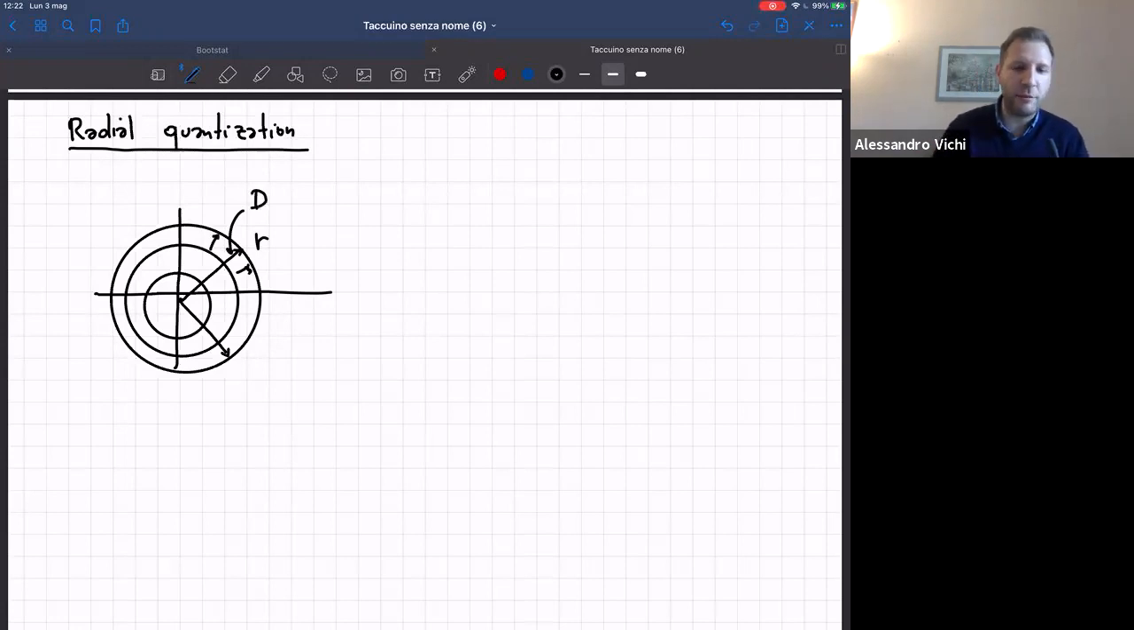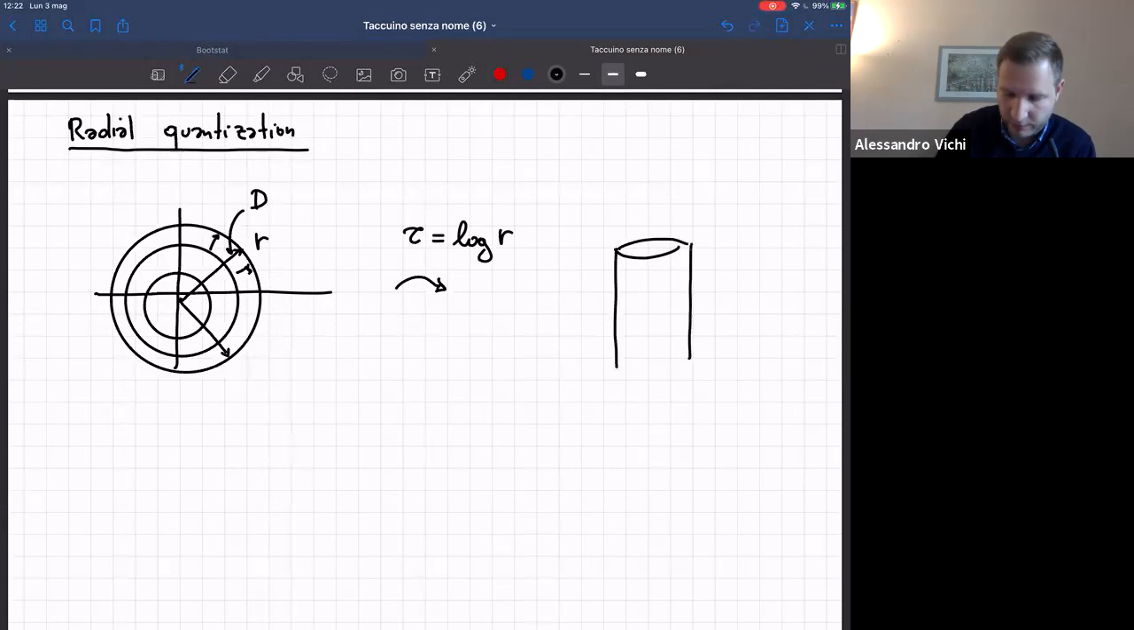And there is a nice interpretation of this object, which is by redefining, or introducing, a variable tau, which is the log of the radial direction r, the radius of the sphere, which basically maps this picture to a cylinder. This is the famous cylinder interpretation. And in this picture, tau is the vertical direction.